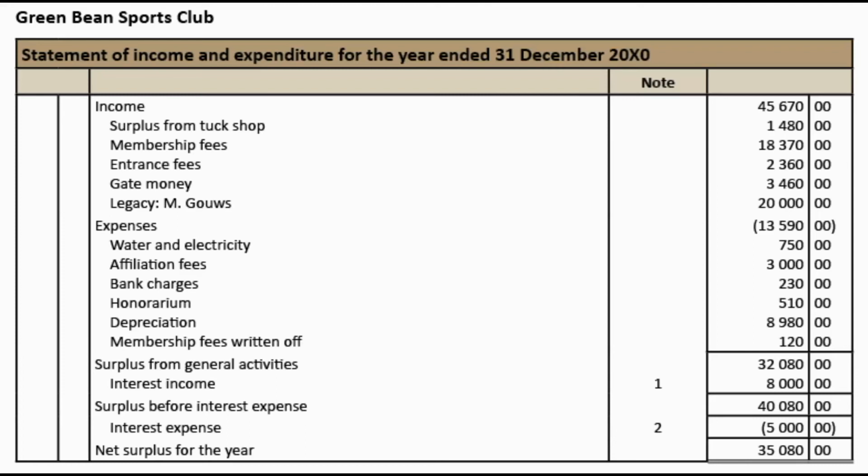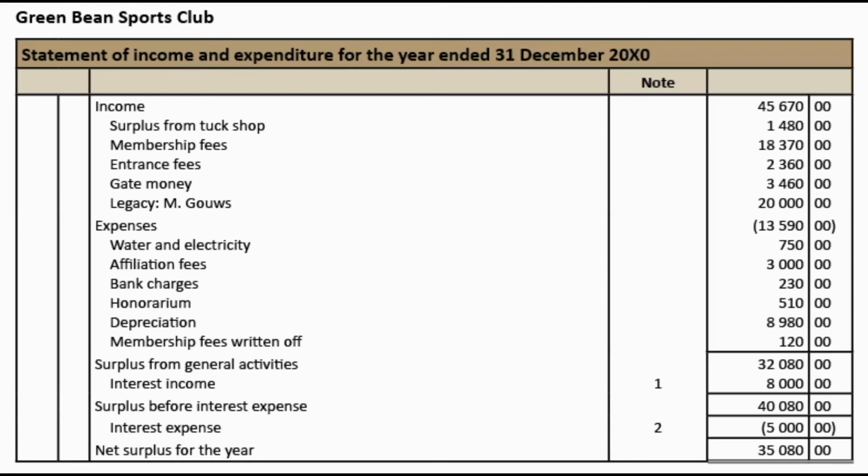So the total that we must transfer to the income and expenditure account was 5,000, and that is where we got that 5,000 from, which we deduct from that surplus of 40,080 to get the net surplus for the year of 35,080. Remember what I said in the beginning, we don't use the term profit, we use the term surplus.